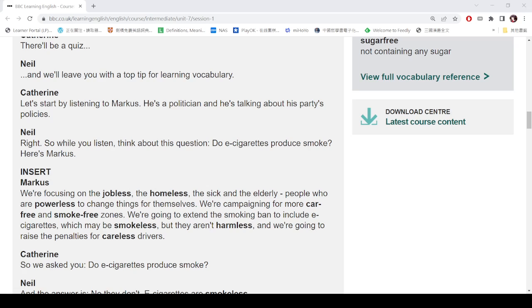We are focusing on the jobless, the homeless, the sick, and the elderly people who are powerless to change things for themselves. We are campaigning for more car-free and smoke-free zones. We are going to extend the smoking ban to include e-cigarettes, which may be smokeless, but they aren't harmless, and we are going to raise the penalties for careless drivers.